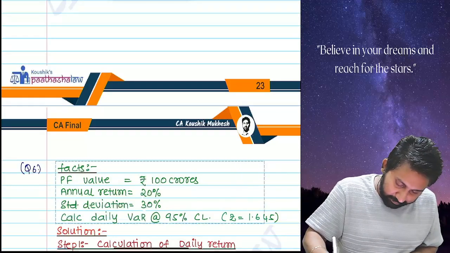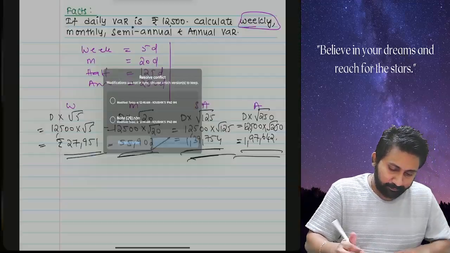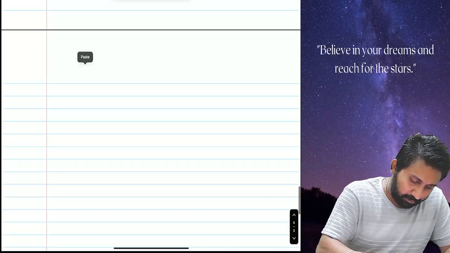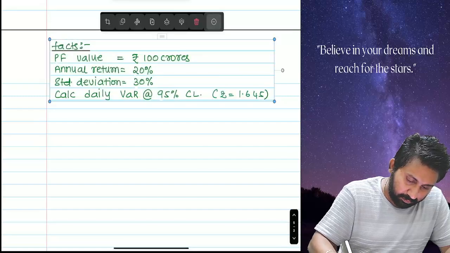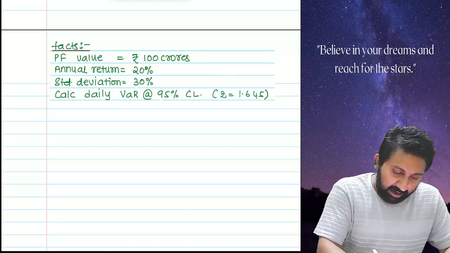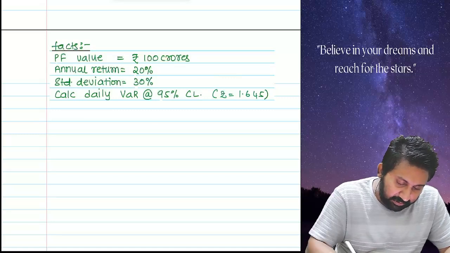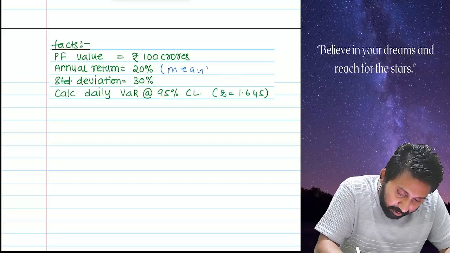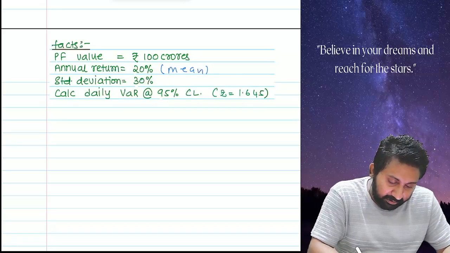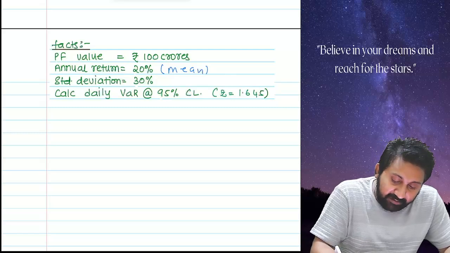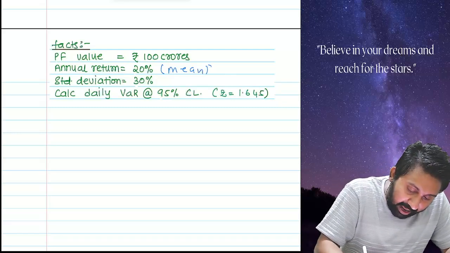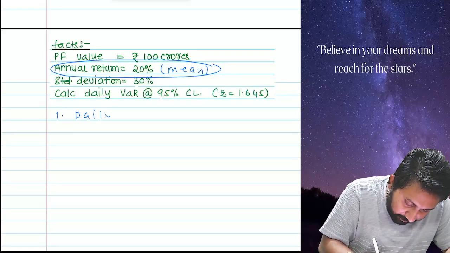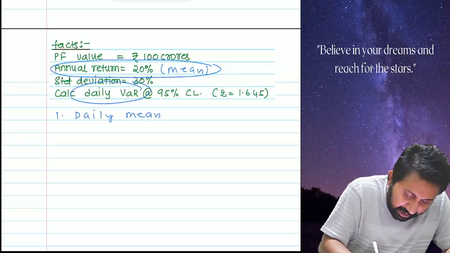6th question. Portfolio value 100 lakhs. Okay. Annual return 20%. Annual return 20% means mean return 20%. Standard deviation 30%. This is per annum. Calculate the daily VAR at 95% confidence level. First, annual is given, so first calculate the daily, because you are asking for daily VAR.